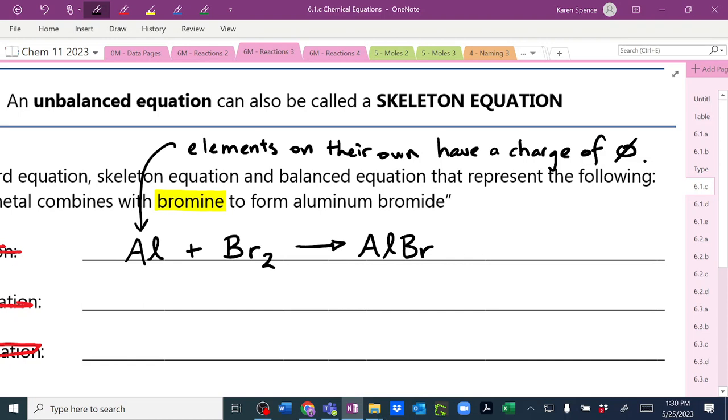No? What's wrong with that? Well, when it's in a compound, what is the charge of aluminum? 3 plus. When it's on its own, it has a charge of 0, but when it's in a compound, it has a charge of 3 plus. And what's the charge of bromine when it's in a compound? -1. So it's not just AlBr, it's AlBr3.